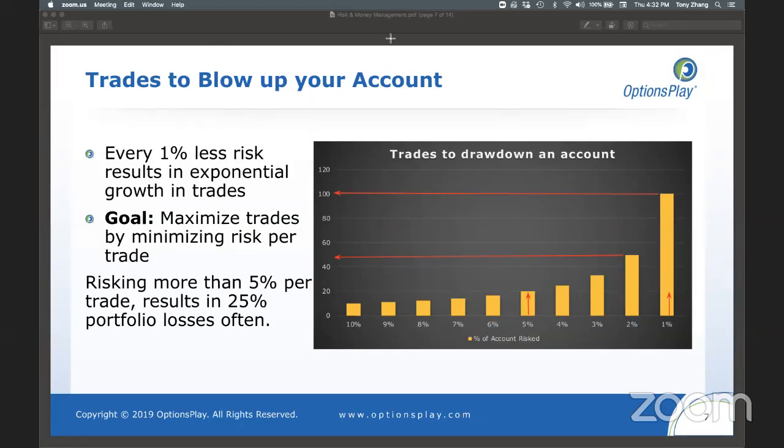So that's really why it's so important to think about it in these particular terms. As you can see, when you risk 5% of your account per trade, this will actually result in 25% losses quite often. I'll show you in the next slide how often that typically happens. But again, that's why you want to keep yourself within this threshold of 1 to 2%, and stay below that threshold so that you have anywhere between 50 to 100 trades to blow up your account, which is a fair amount of buffer, I would say, for most users.